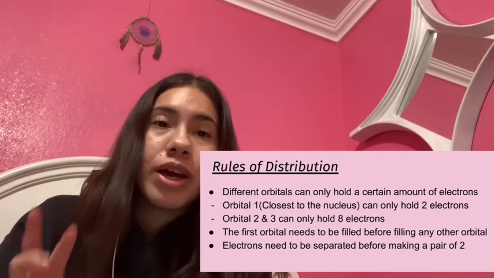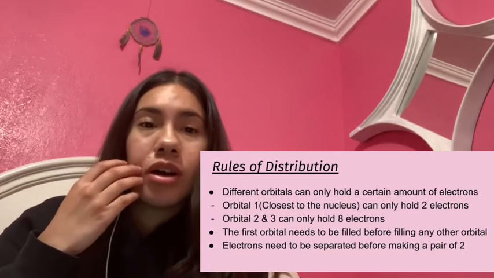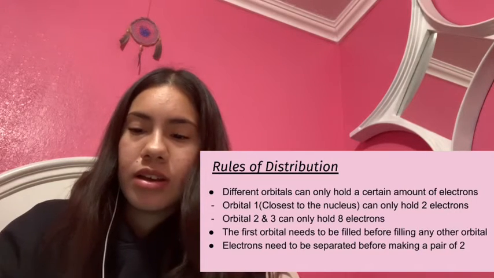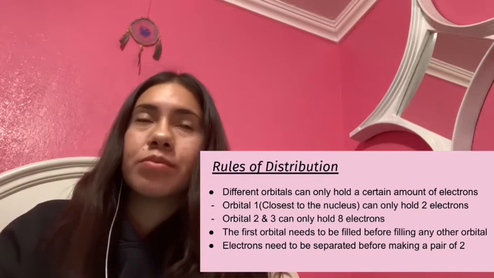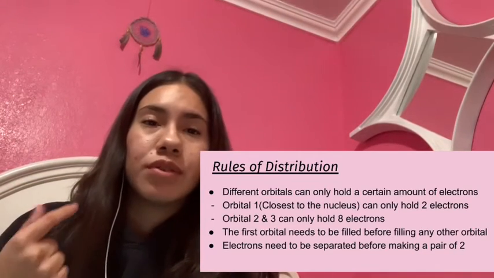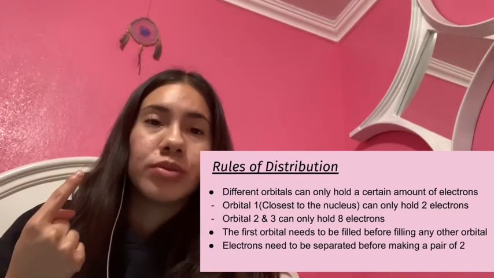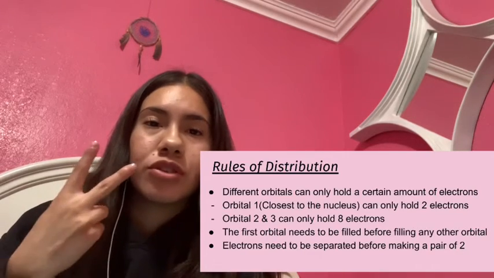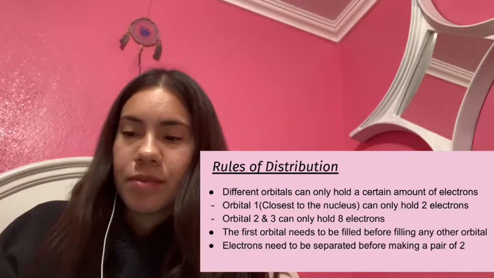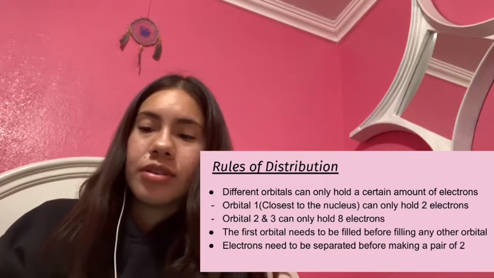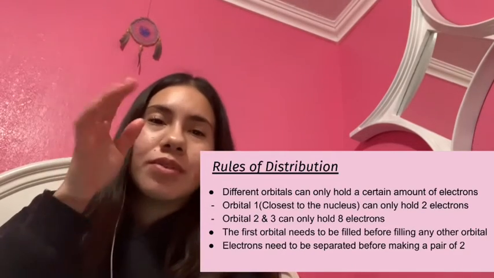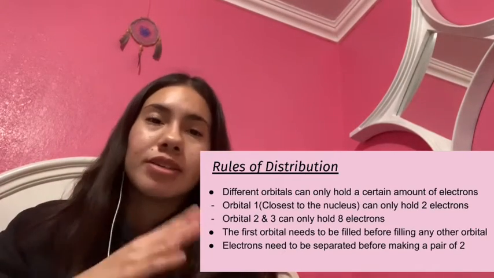And the second orbital and third one can hold only 8 electrons. When we start filling these orbitals with electrons, we first need to fill the first orbital. So the first orbital needs to have 2 electrons before we move on to the second orbital. And electrons need to be separated before making a pair of 2. I know this might be confusing, but I'll explain it later in my examples.